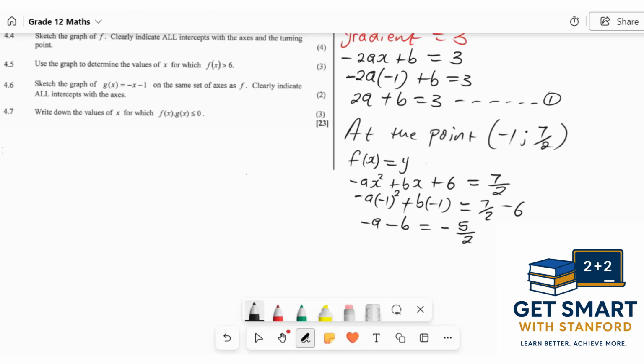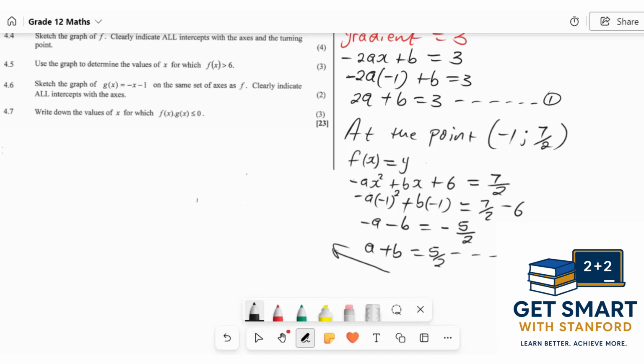Okay, so now let us multiply or divide each term by negative. That means we're going to have positive a plus b equals 5 over 2. Then we can make this our equation 2. All right, now let's move to the left hand side so that we can try and finish this up.